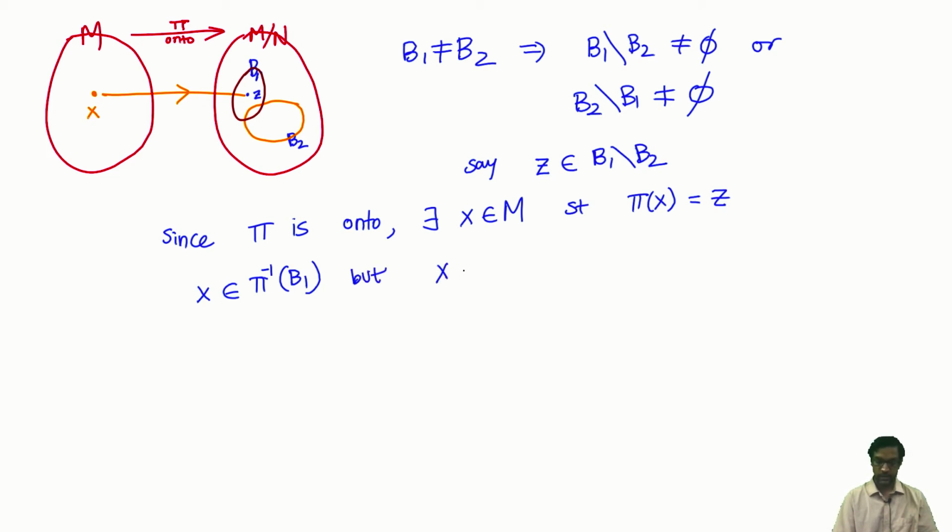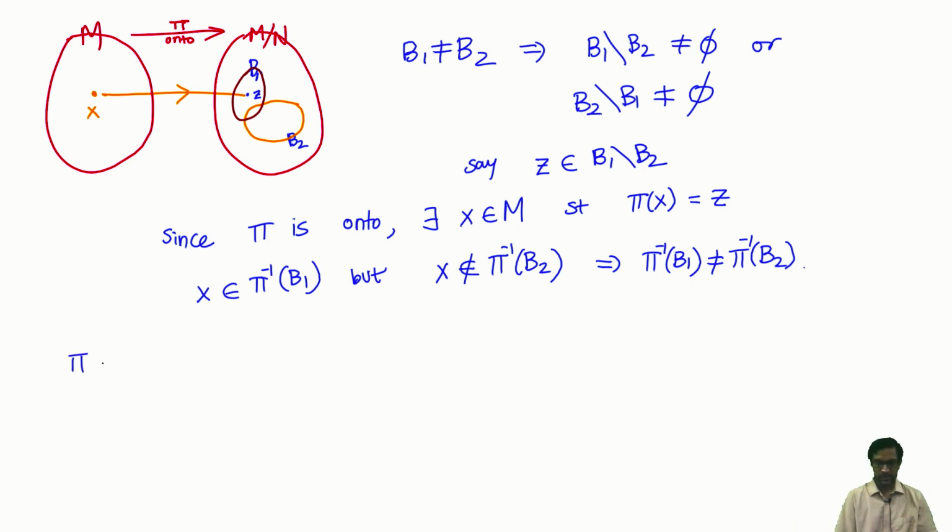But x is not in pi inverse B2, because what's the definition of pi inverse B2? It's all elements of M which map to some element of B2, right? But in this case x maps to z and z is not in B2. So we have produced an element in pi inverse B1 which is not in pi inverse B2. Observe that for this we didn't really use anything about modules. This is a general fact about onto maps between two sets and their inverse images. Okay, so this is the first part.